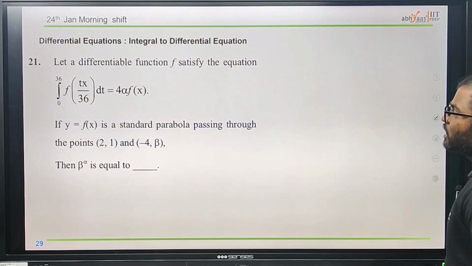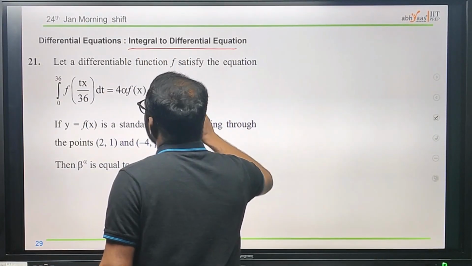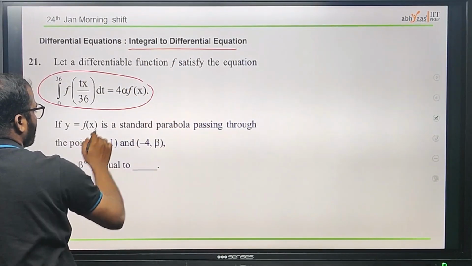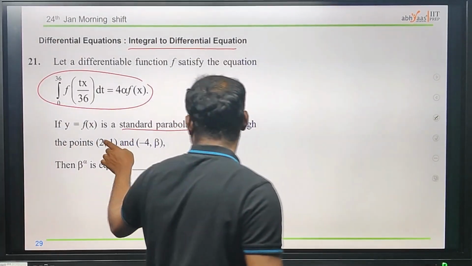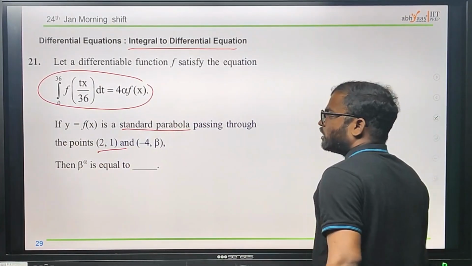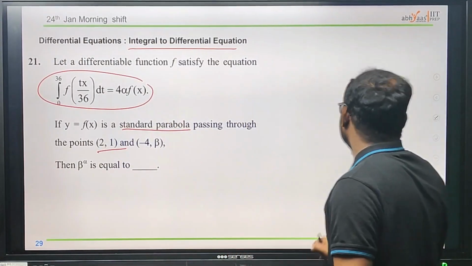Now we have the questions on the basis of differential equations, which is section B. We just need to convert into a parabola situation, a standard parabola. After that, we use the passing points, whatever the 2, 1, in order to find alpha and beta. After finding alpha and beta, we have to check the answer.